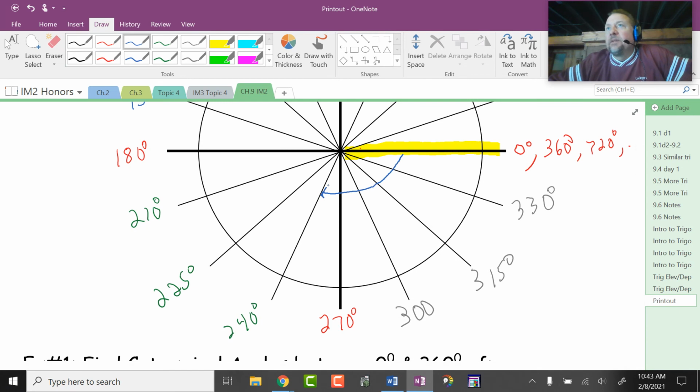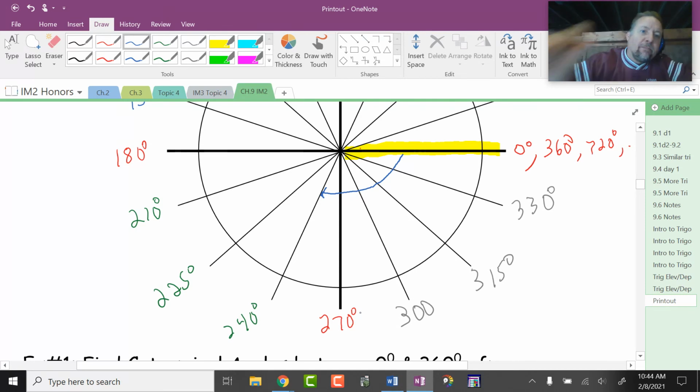Nice. Ooh, a couple of people put positive 120. Look at the answers of everyone else. It's negative because we went in a clockwise direction. And then how did we know it was negative 120? Because negative 120 and 240 add up to become 360 if you made them both positive.